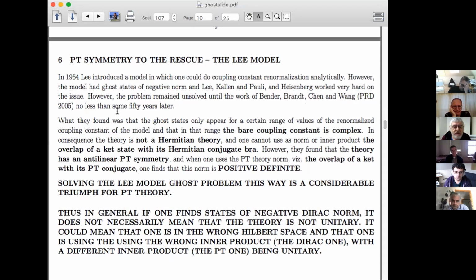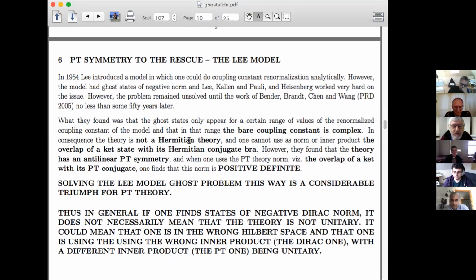And what did they find? They found that the ghost states only appear for a certain range of the renormalized coupling constants of the model. But since you can do coupling constant renormalization analytically, they tracked back and they found that in that range where there was the ghost, the bare coupling constant is complex.